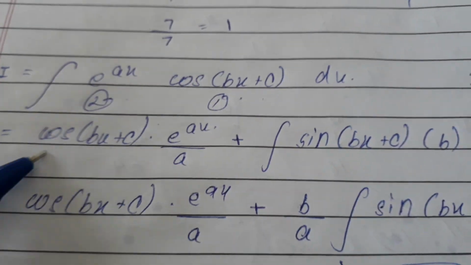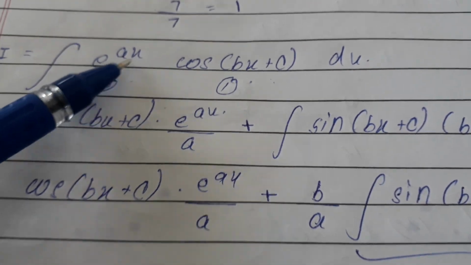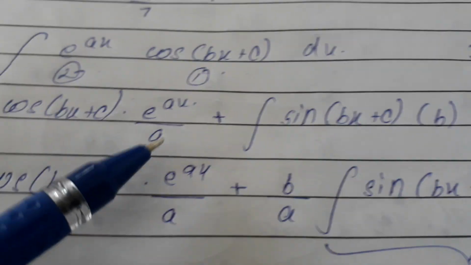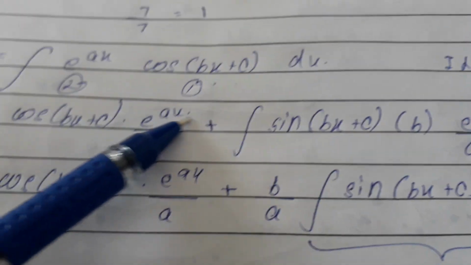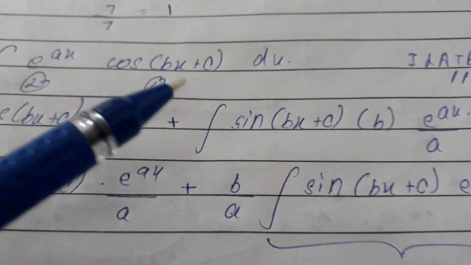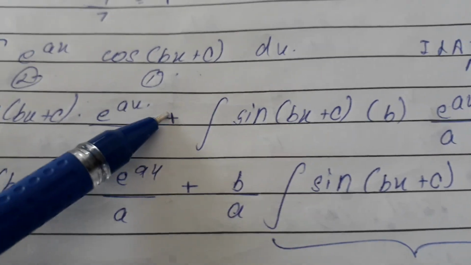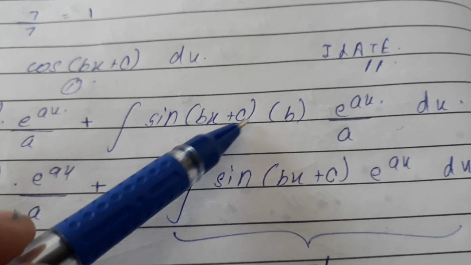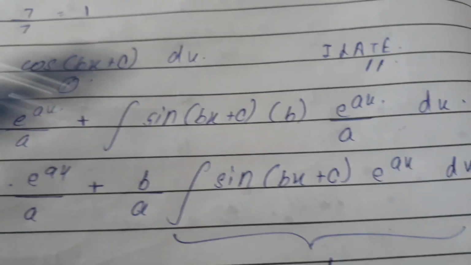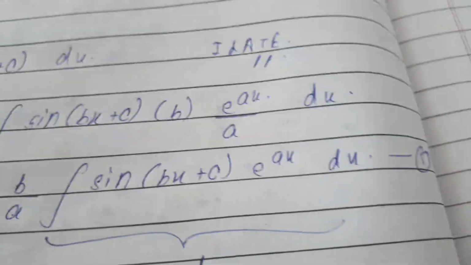Then by applying the rule, we get cos(bx + c) into the integration of e to the power ax, which is e to the power ax by a, minus the integral of the derivative of cos(bx + c), which is minus sine(bx + c). The minus comes out of the integration and it becomes plus. So here we have plus sine(bx + c) into b, the derivative of bx + c, and again the integration of e to the power ax, which is e to the power ax divided by a, whole dx.